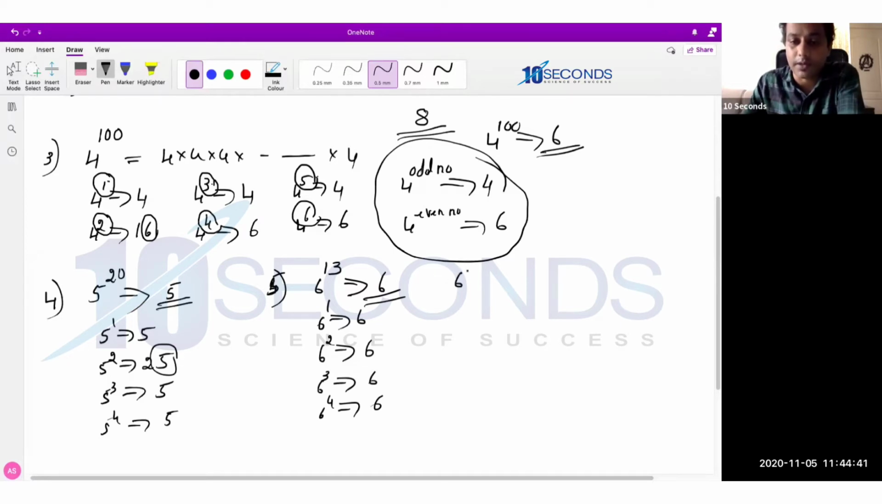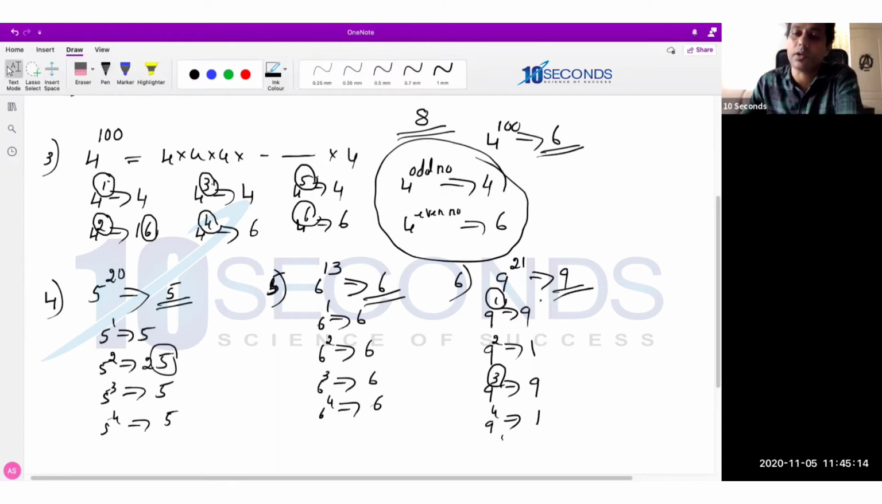Okay, let me take, say, 9 per 21. So first is finding 9 per 1, that is 9. Then you have to find 9 per 2, that is 81, which ends with 1. Then you have 9 per 3, 729, or 1 into 9 ends with 9. Then you again multiply by 9, it ends with 1 only. So what does 9 per 1 end with? 9. 3 ends with 9. 5 ends with 9. So 21 also ends with 9.